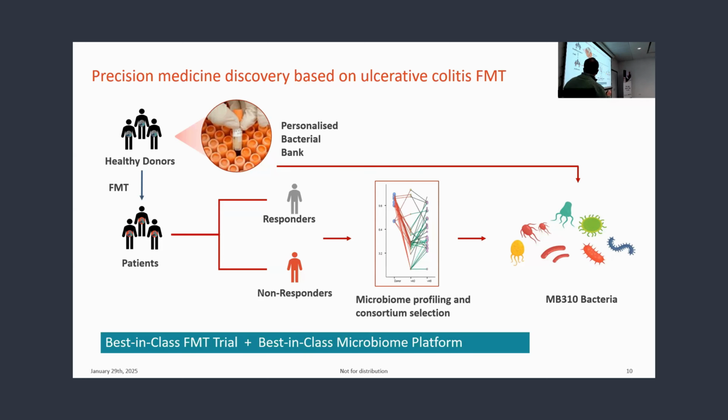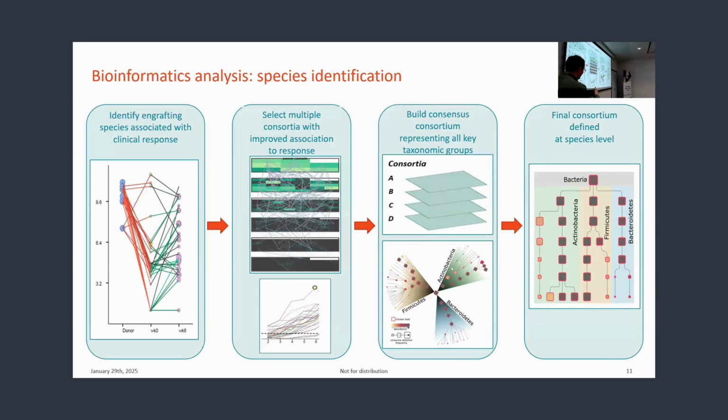I'll give you a short summary of how we've done the kinetics analysis. This is a very simplified view. A lot of work had been put into this, but the first step was identifying the engrafting species with the clinical response. And then from that point, we selected multiple consortia with improved association to response. And that led to building a consensus consortium representing all taxonomic groups. And from that, we finalized the consortium and defined it as species.